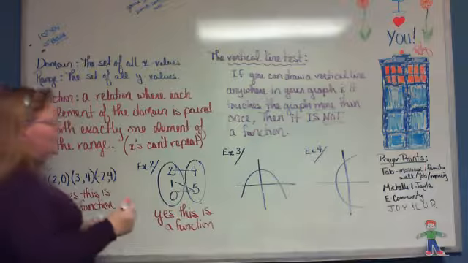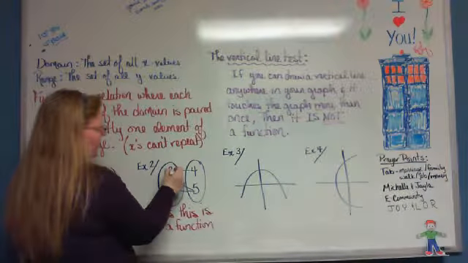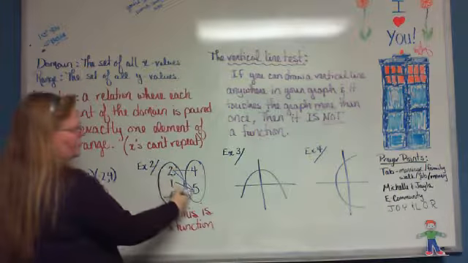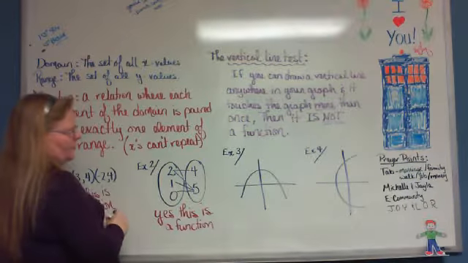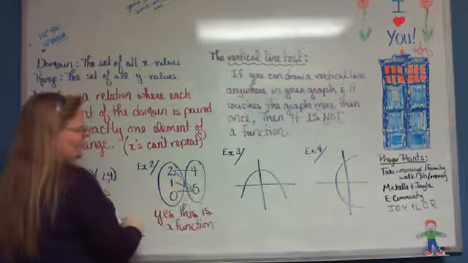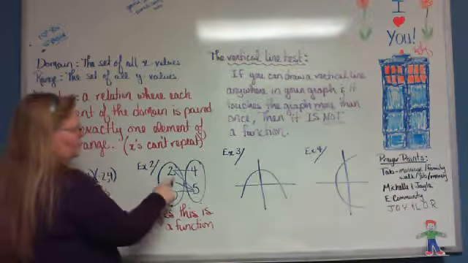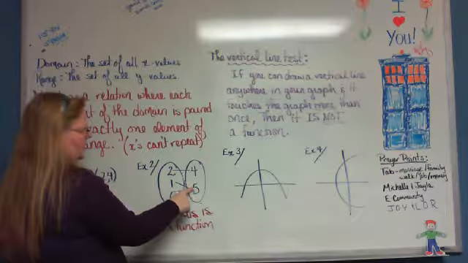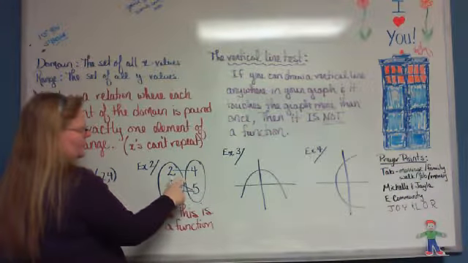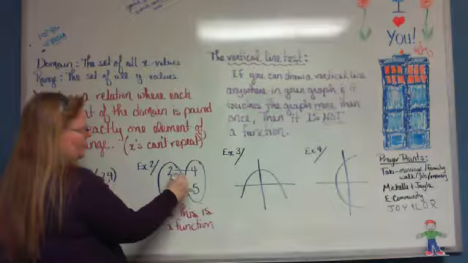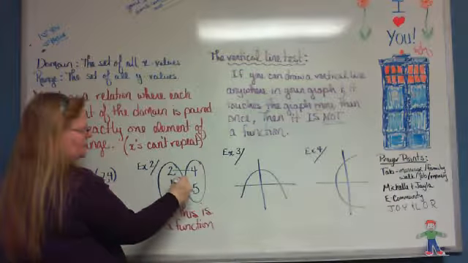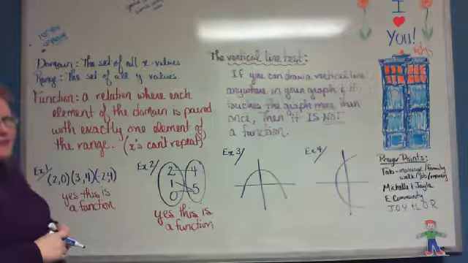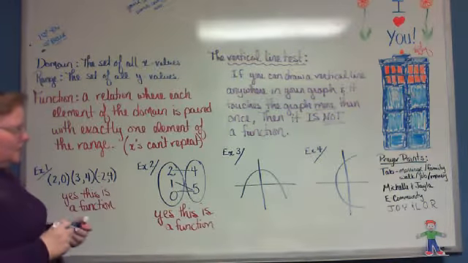If we had come in here and had our 2 going to the 5, that's what would make this not a function. Or had our 1 going to the 4, that would make it not a function. But we didn't have that, so I'm going to take it back out. But it's when two things are coming from the x, connected by 2 lines, that's when it's not a function. This one, yes, it is a function.